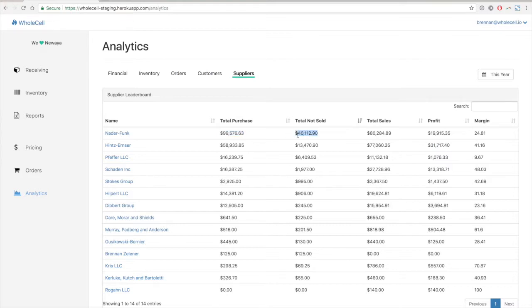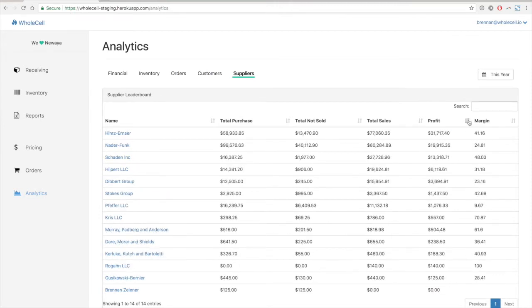We haven't sold 40 grand worth of it, so we're still holding on to some of it. But we have sold $80,000. Our total sales for that supplier is $80,000. On that, we've made $19,000, which is a 24.81% profit margin. Remember, these are people who we've bought phones from. So this is a specific company that we've sourced devices from. We're holding on to some of their inventory still, $40,000 worth, but we've done a total of $80,000 in sales and made almost $20,000 on this one particular supplier.